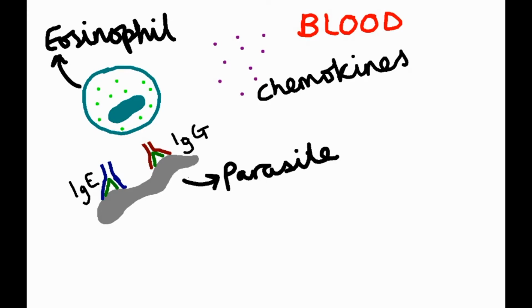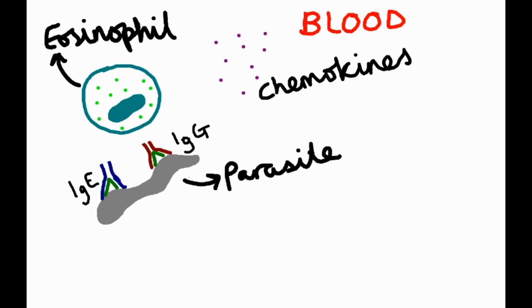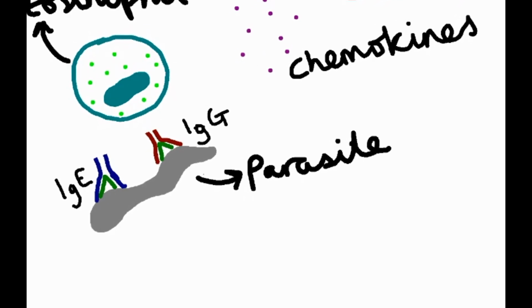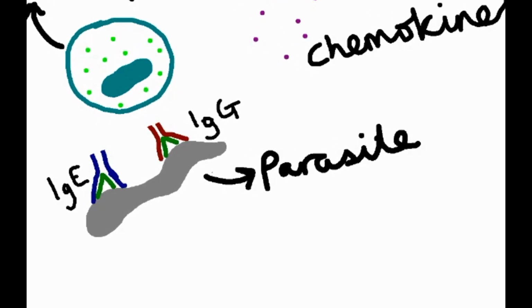Now we'll take a closer look at eosinophil action in the blood. Chemokines produced earlier by the CD4 helper cell have now caused inflammation, and this is where the eosinophils migrate to. As we can see, some antibodies are already bound to the parasite, and so it's clear that there will be some antibody-dependent cellular cytotoxicity involved here.